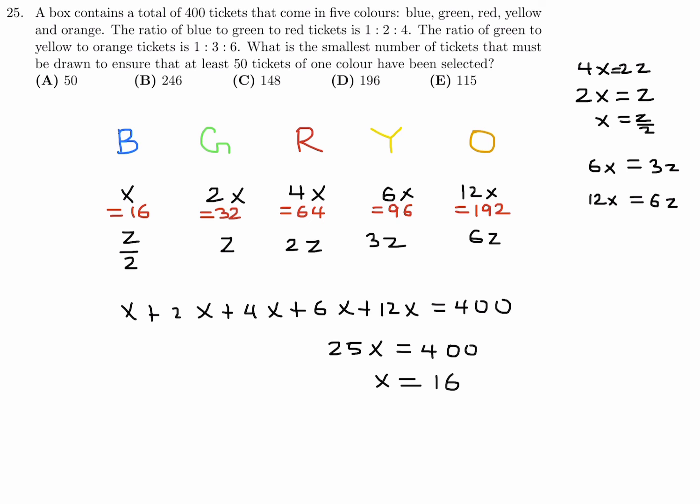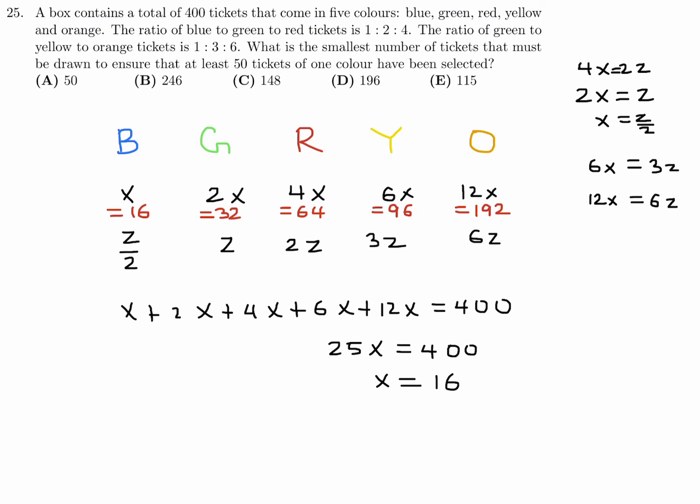All right, so let's use extreme case scenarios here. We want to use the smallest number of tickets. Now, some of you might say, well, just choose 50 tickets. That's the smallest number, and it's the smallest of the answer choices. But here's the thing. If I choose 50, it doesn't ensure that I get 50 of the same color. Let's say I chose 50, but a few of them were green, and a few of them were red, and a few of them were yellow. That doesn't ensure. I have to guarantee.